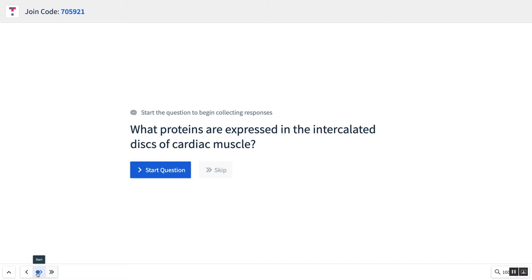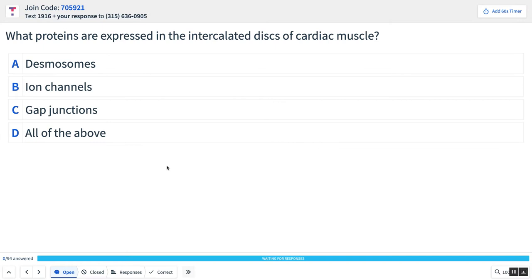What proteins are expressed in the intercalated discs of cardiac muscle? Is that A, desmosomes, B, ion channels, C, gap junctions, or D, all of the above? This is something that we will be talking about in the future too, so don't worry if you're a little confused. We've only talked about intercalated discs very briefly, and we talked about one of those proteins that are expressed in the intercalated discs.